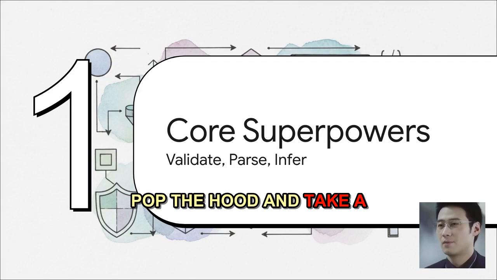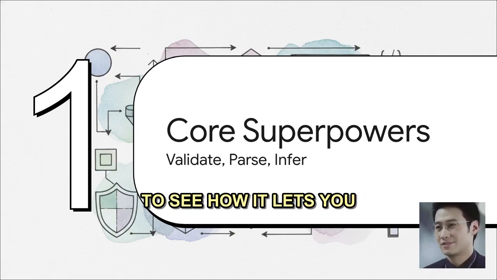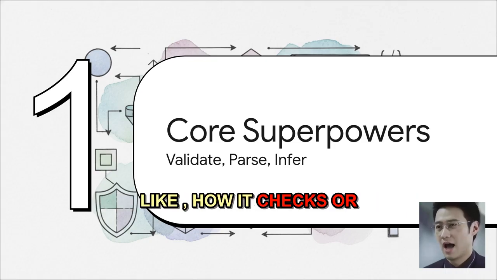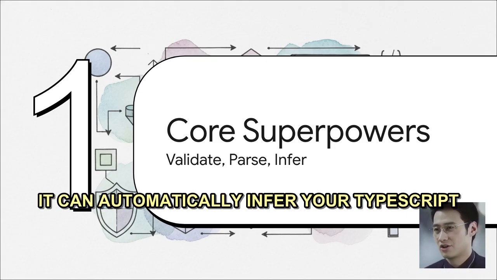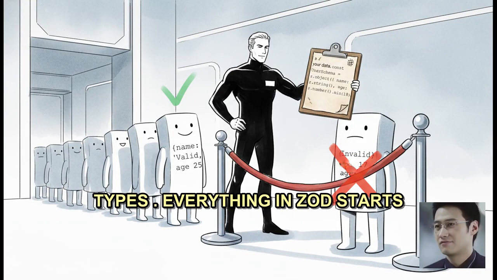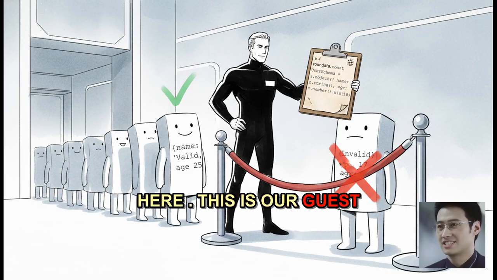All right, let's pop the hood and take a look at Zod's core superpowers. We're going to see how it lets you define what your data should look like, how it checks or parses that data, and how it can automatically infer your TypeScript types. Everything in Zod starts with a schema. Just look at this little snippet of code here. This is our guest list.